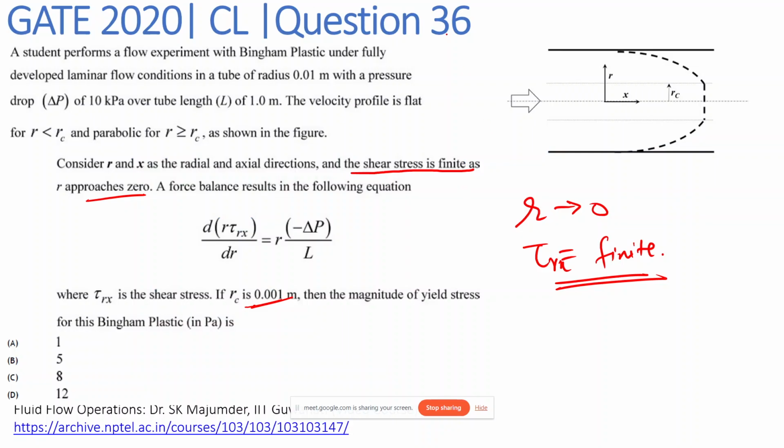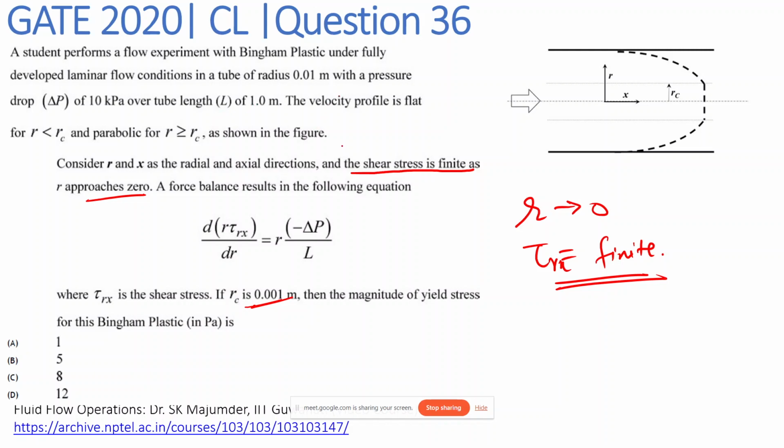So this is question number 36 from GATE 2020, and the question is: a student performs a flow experiment with a Bingham plastic under fully developed laminar flow conditions in a tube of radius 0.01 meter with a pressure drop of 10 kilopascal over tube length L of 1 meter.